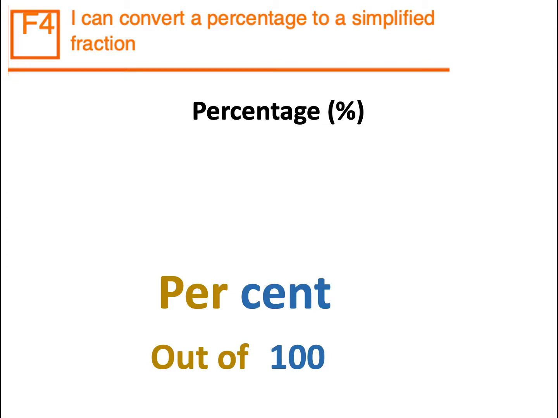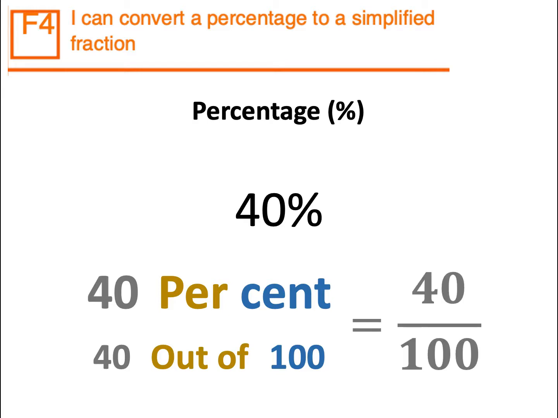We've established from the conceptual understanding that percent represents out of 100. So for example, 40% is the same as 40 out of 100. This can be represented as a fraction. This is 40 out of 100. This is how to convert a percentage into a fraction.